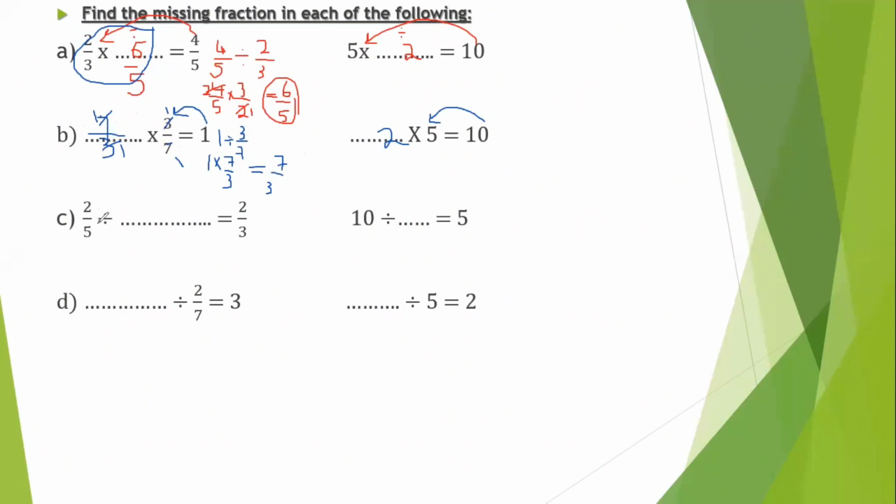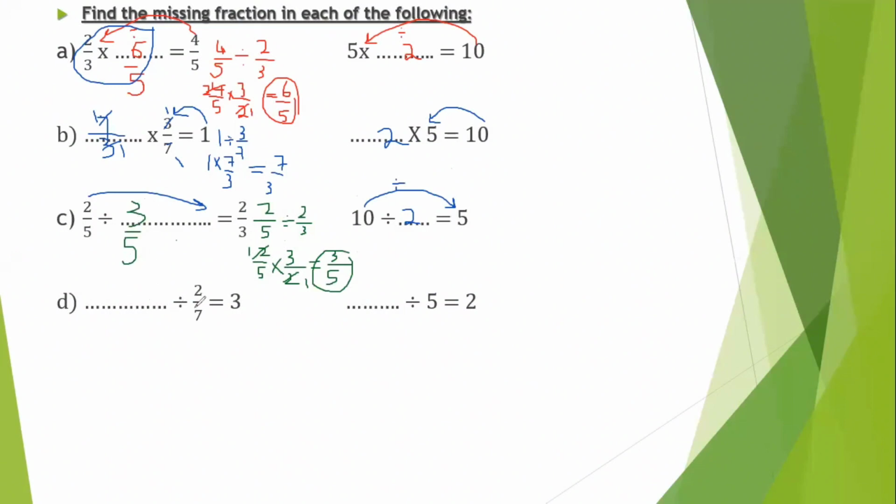C: 2 over 5 divided by what equals 2 over 3. Again, I try any easy numbers in my head to help me. 10 divided by what equals 5. What do I do? I say 10 divided by 5 to give me 2. So I have to divide 2 over 5 by 2 over 3. When I divide, I change to 2 over 5 times 3 over 2 and simplify. 2 divided by 2 equals 1, 2 divided by 2 equals 1. 1 times 3 is 3, 5 times 1 is 5. So the answer is 3 over 5.